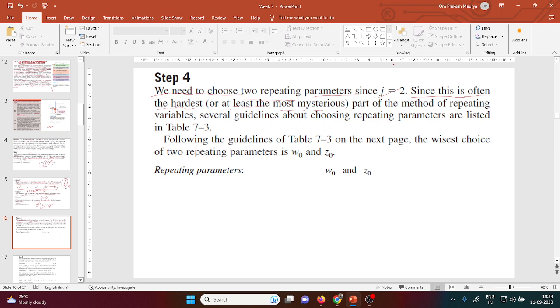Several guidelines about choosing the repeating parameters are listed in table 7.3, which I have not taken here. Following the guidelines, the choice of the two parameters is the initial velocity and z naught, the initial height. Why? Because these two repeating variables are not going to change anywhere, since the initial velocity was fixed and the initial height was also fixed. So the repeating parameters for this question are the initial velocity and the initial height of the ball.